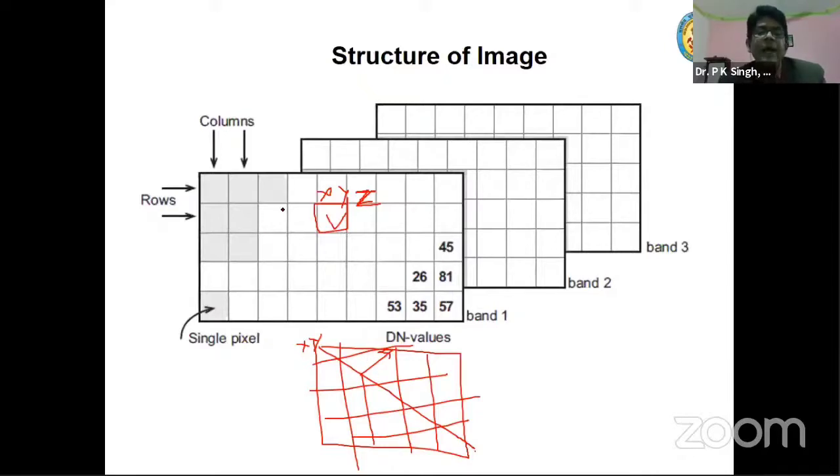In raster, after a particular resolution, you won't be able to see anything, it will be hazy. That is the difference between raster and vector data. So all the remote sensing data is collected in the form of rasters. Okay, so this is the data structure.